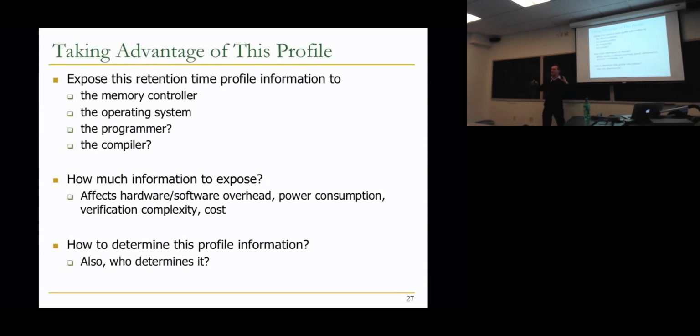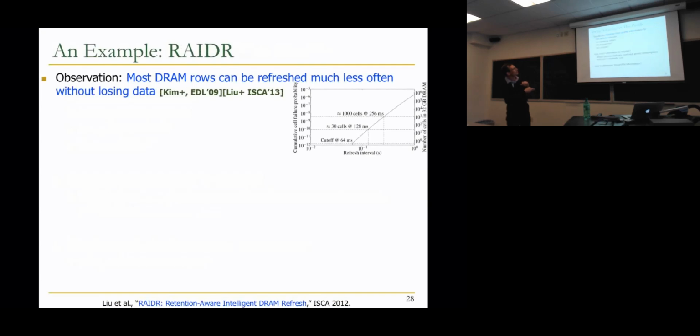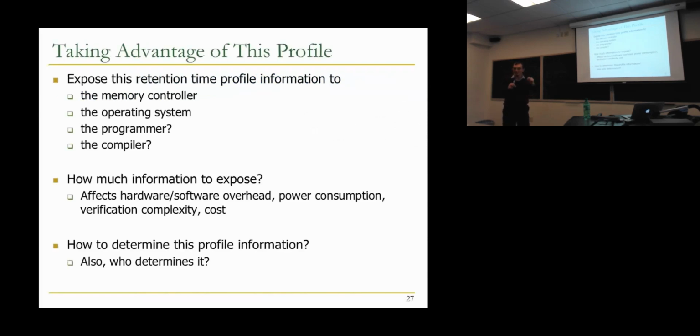So this gives you an understanding of what you need to do to solve an important problem. You really want to go underneath. That's why we would like to break the abstraction layers here. I'm not going to go over this, but I'll give you some data. This is a retention-aware intelligent DRAM refresh, which solves the problem by exposing the information to the memory controller, exposes little information by binning the rows, and assumes that this profile information is accurately obtainable. It doesn't solve this problem.